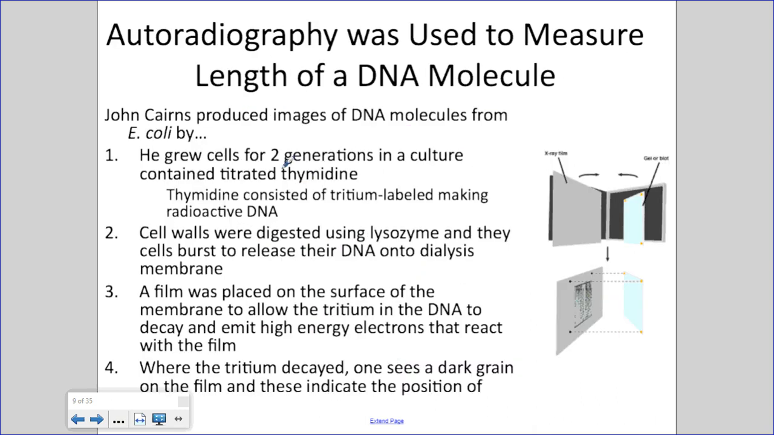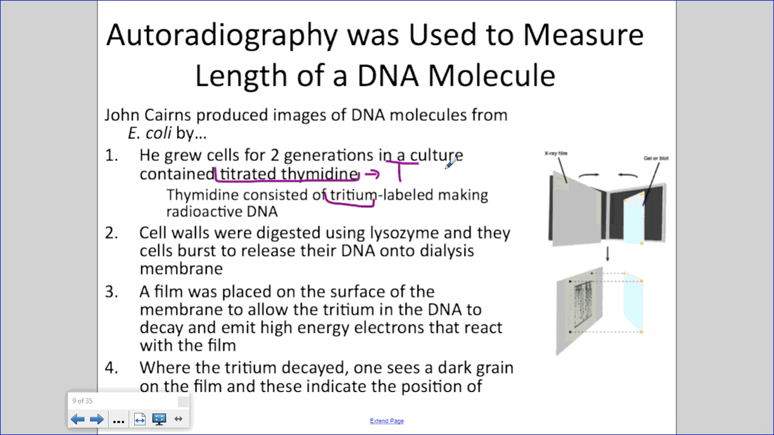So Cairns produces images of DNA molecules from E. coli through several steps. He grew cells for 2 generations in a culture that contained a molecule called tritiated thymidine. Remember, thymidine is the T in DNA, one of those 4 letters that is incorporated into DNA. I know this says titrated, but it should say tritiated. Basically, it's a thymidine containing an atom of tritium.